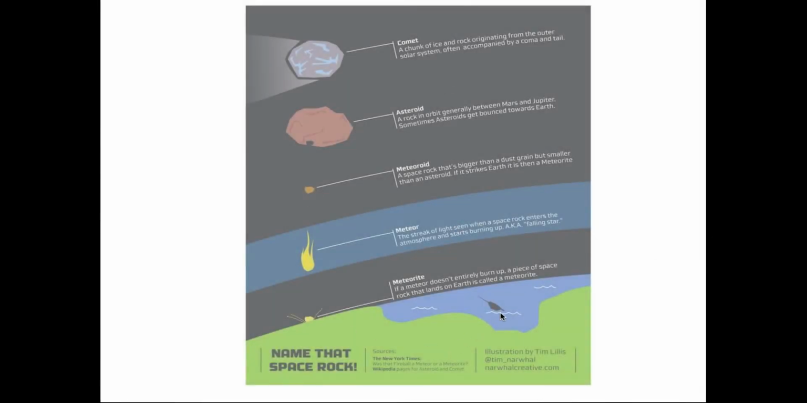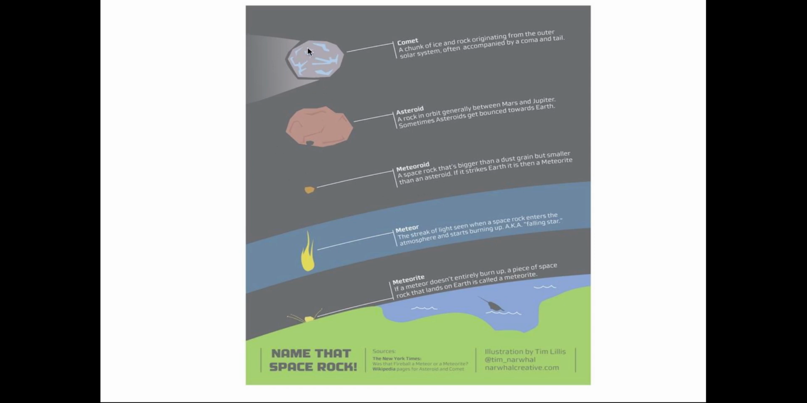So again, just to recap the different space rocks that we have, a comet is out there, and it's a chunk of ice and rock originating from the outer solar system, accompanied by what they call a coma or a tail. Okay, because again, as it comes near the sun, those gases and the ice that are inside that comet burn up, and you see light produced. An asteroid is just a chunk of rock, generally between Mars and Jupiter. And sometimes those asteroids do come towards Earth, but very rarely.